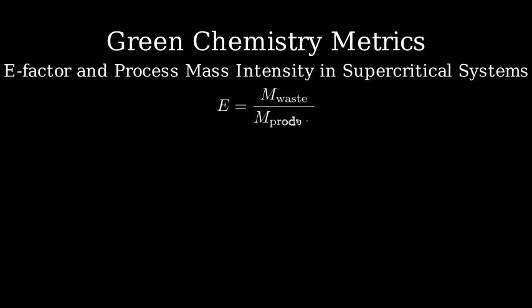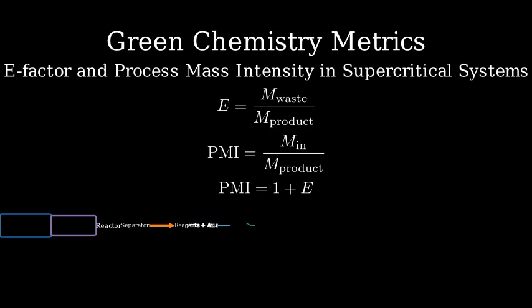First, the definitions. The E factor is defined as mass of waste divided by mass of product. E equals m waste over m product. The process mass intensity, or PMI, counts all input mass per mass of product. PMI equals M in over M product. These are directly related. PMI equals 1 plus E, lower is better for both metrics.